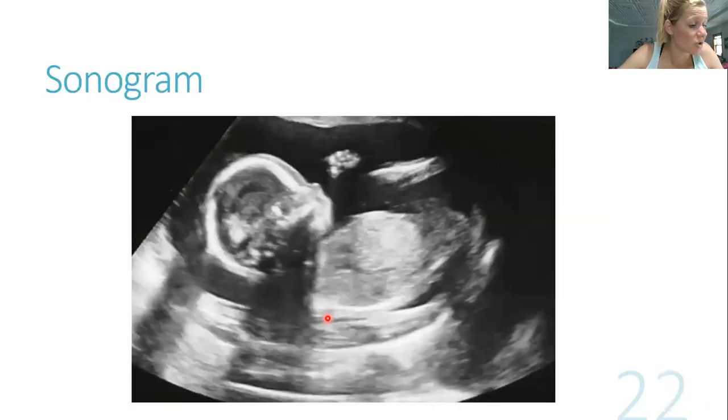Sonogram or ultrasound imaging. Now we're sending pulses of high frequency sound waves that can reflect or echo off of the body. And actually, I should show you some better images. This is just a very basic sonogram, but it's even more advanced now. You can see the kid's face. You can see what they're going to look like.